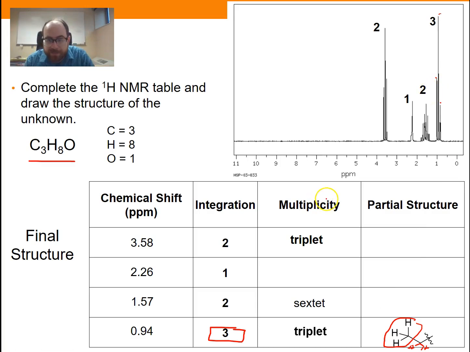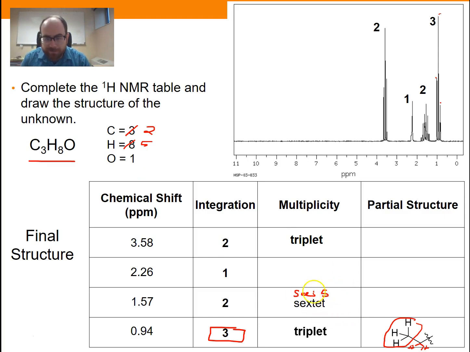Next, I'm going to take a look at the sextet. What this sextet is telling me is that this signal sees 5 overall hydrogens. Before we move on, I want to limit the number of carbons and hydrogens that I have. I've already assigned the partial structure for CH3. So now I have 2 carbons to deal with, 5 hydrogens remaining, and still 1 oxygen remaining. It's important for us to keep track of what we have.